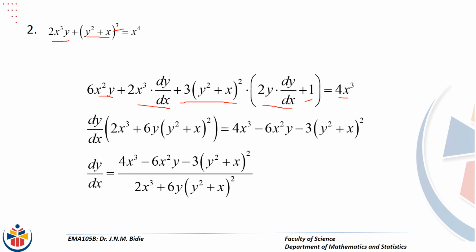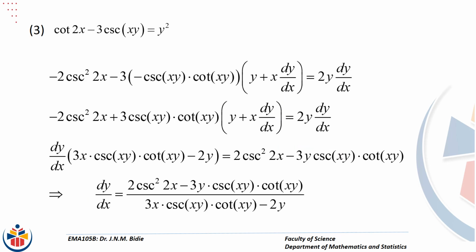Make dy over dx the subject. That means all the other terms that do not have dy over dx must go to the right hand side. I need you to confirm this step, that these terms are correct after removing the brackets. And then your final answer, dy over dx, will be given by the last expression. Please confirm that that is correct. Let's do some more and I'll give you more exercises.